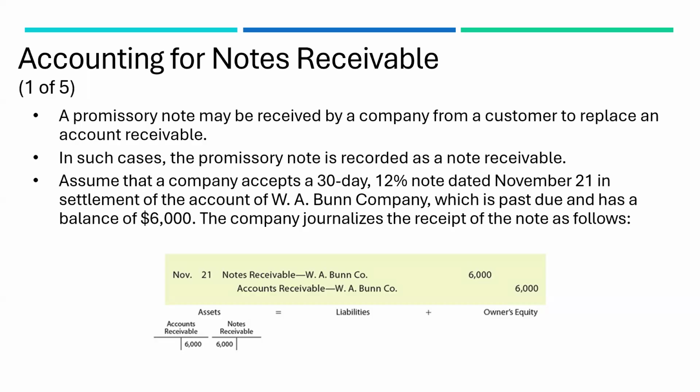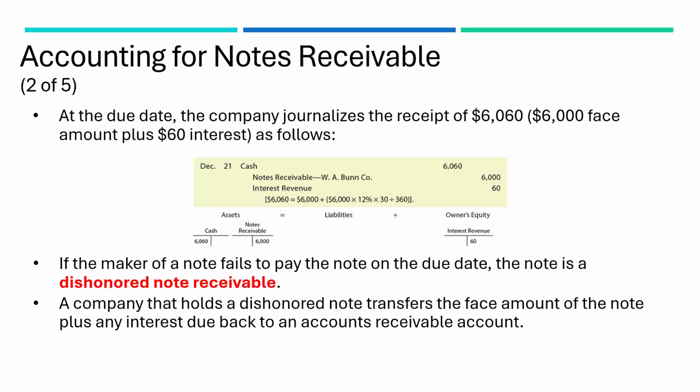And a big reason why a company would want a notes receivable instead of an accounts receivable is because they can charge interest on it. You can't charge interest on a customer's bill unless they've agreed in the terms somewhere to allow you to charge interest on it. So they have a 30-day note, 12%.